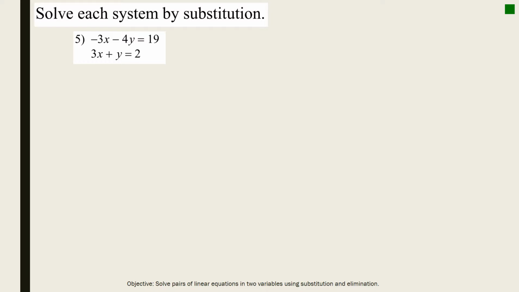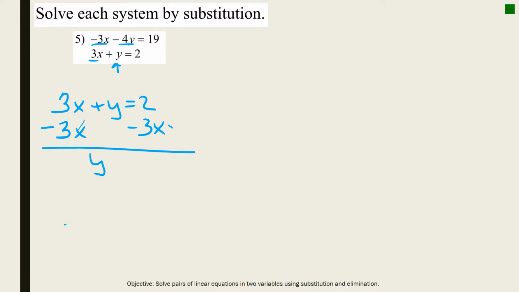Oh, look, substitution. Nobody's alone, but he's got a coefficient. Oh, right there, that's my 1. So I'm going to take 3x plus y equals 2. I'm going to get the y alone by subtracting 3x. So y is going to equal negative 3x plus 2. That's what's going in for the other y.